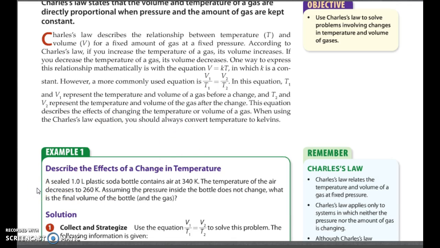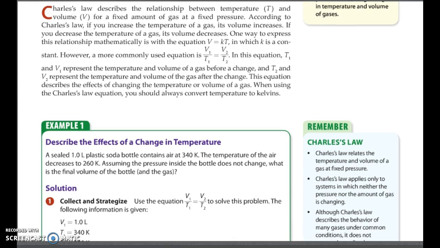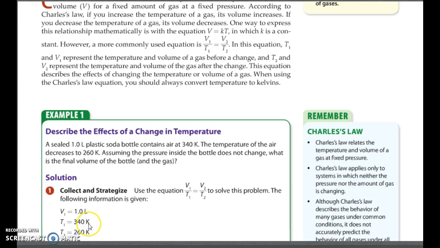All right, a sealed 1.0 liter plastic soda container contains air at 340 Kelvin. The temperature of the air decreases to 260 Kelvin. Assuming the pressure inside the bottle does not change, what is the final volume of the bottle and the gas? So go ahead, hit pause, get all your information, and let's think it through. My temperature goes down, so my volume is going to also go down. So your final answer should be less than 1.0.